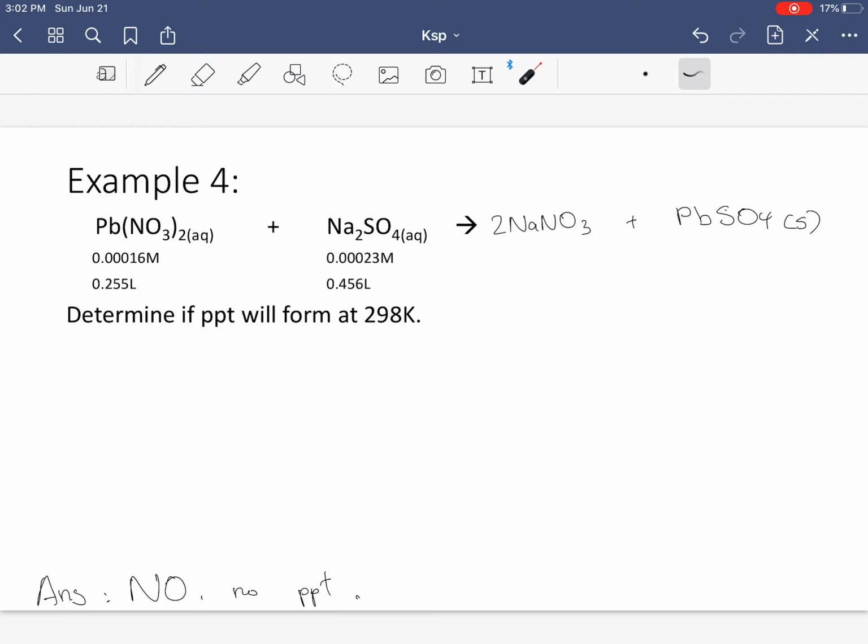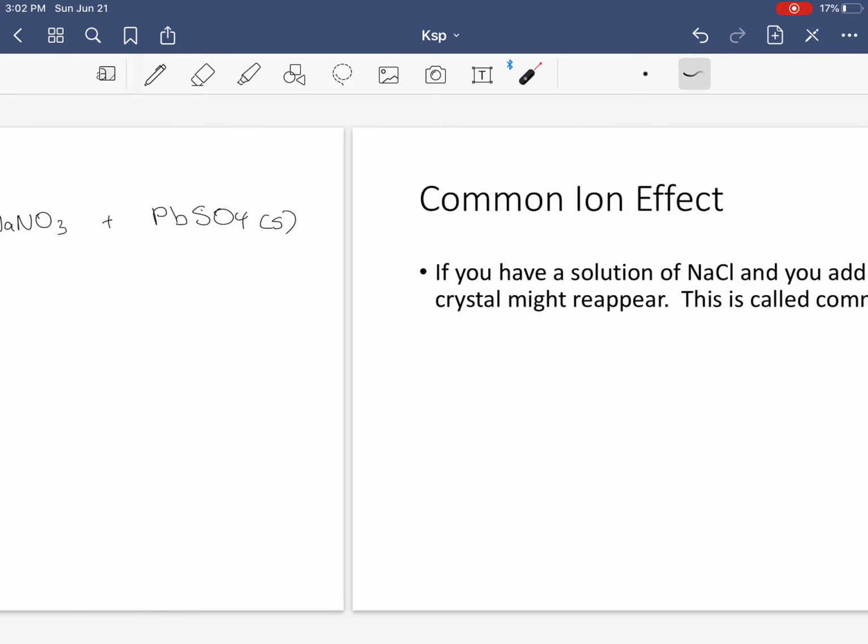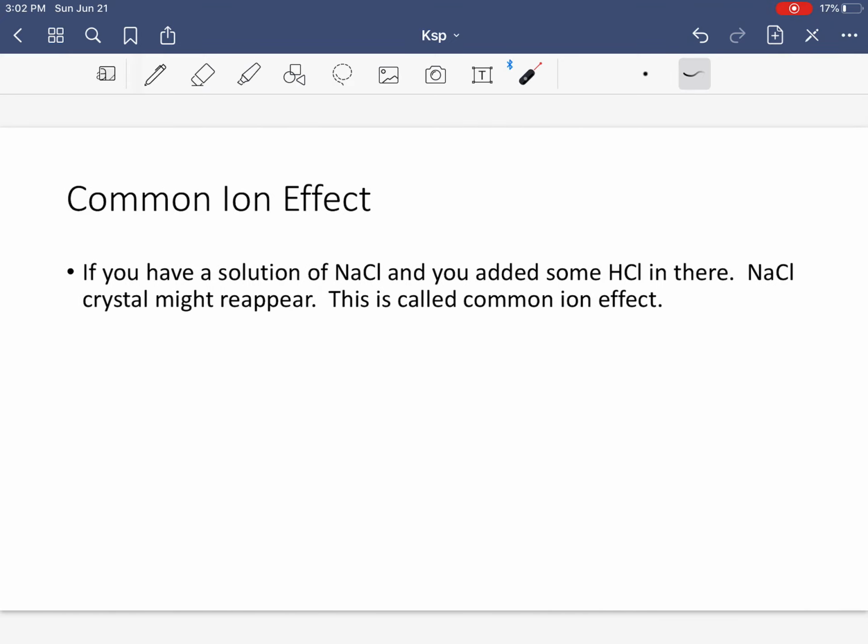And not sure why I didn't put that into your curriculum, because I believe this is useful stuff, just useful in the long run in the realm of chemistry. All right, one more topic and then we're done. Okay, it's called common ion effect.